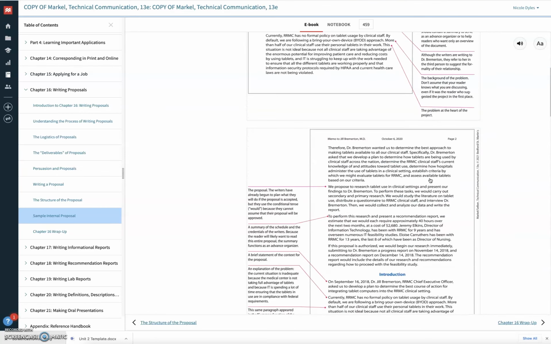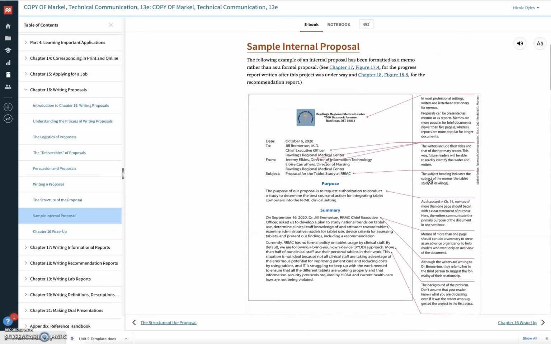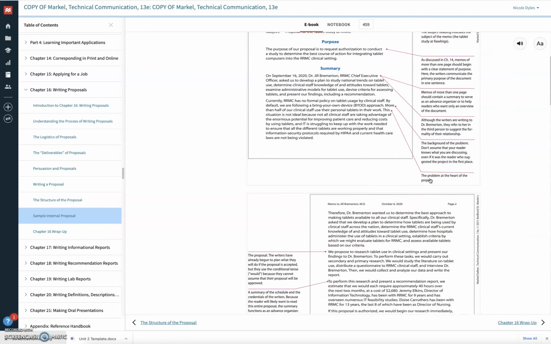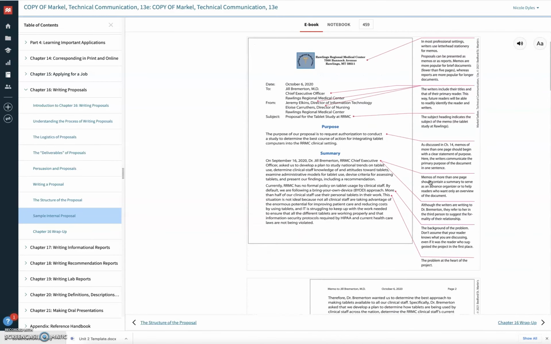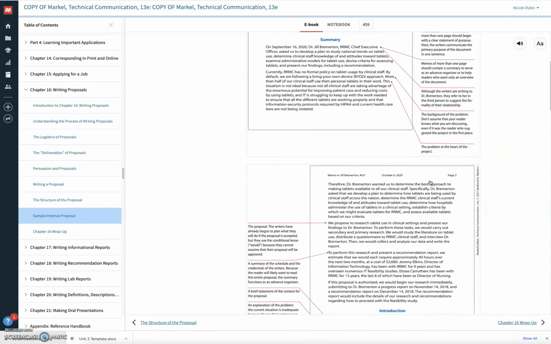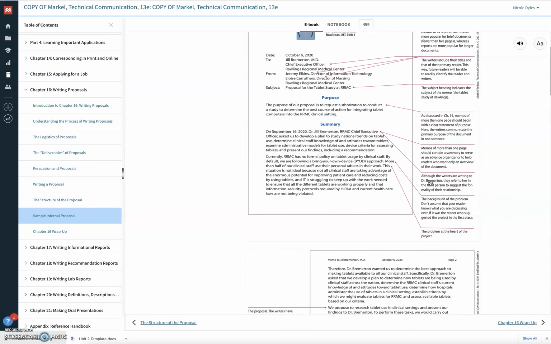So let's hop back over to the sample internal proposal that is in the Markel textbook. We were already talking about it. So we've talked about the introduction and the purpose and the summary.